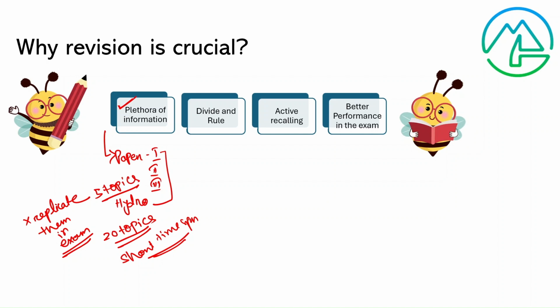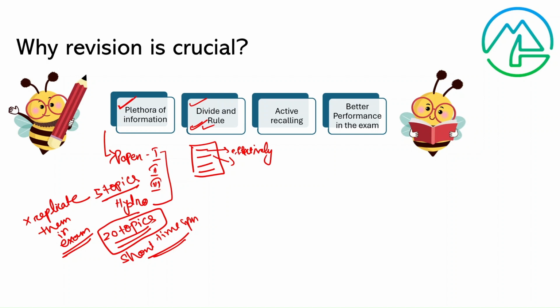And by revision, what you effectively do is divide the syllabus into shorter parts and then you rule them, right? You effectively remember them, right? So this is the divide and rule principle where you divide the whole syllabus into shorter targets to revise, right? And you can effectively revise them. So if you effectively revise short targets, then it is easier to cover all these 20 topics in a short period of time. So that is why divide and rule is a crucial part of revision, right?